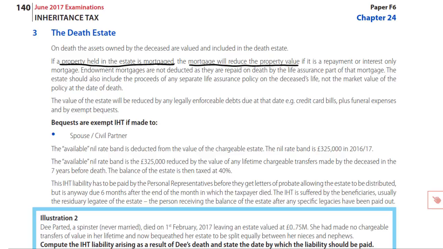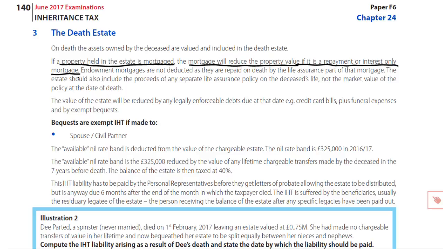But now we have to be a little bit more careful, because if it is a repayment or interest-only mortgage, then that is exactly what we do. If we've got a property valued at the date of death at £300,000, and we have a mortgage on that of £100,000 that is said to be either a repayment or interest-only mortgage, into your death estate, you show the property worth 300 less the mortgage 100, leaving therefore a net value within that estate at death of £200,000.